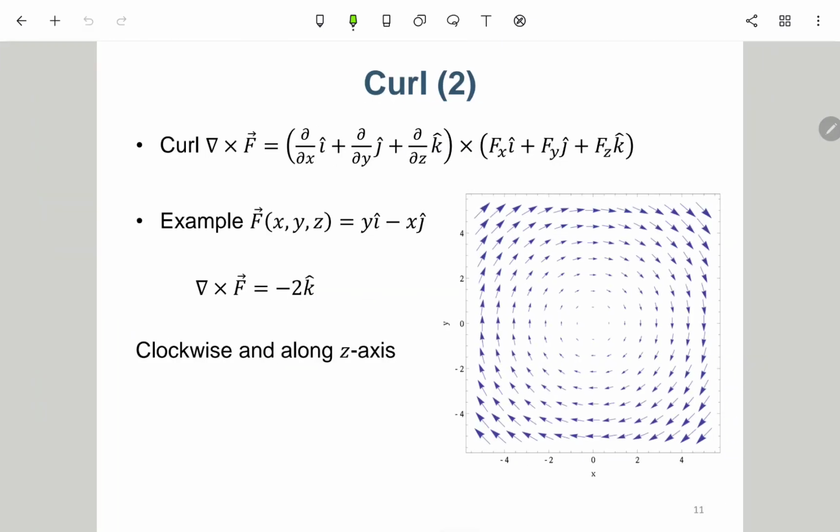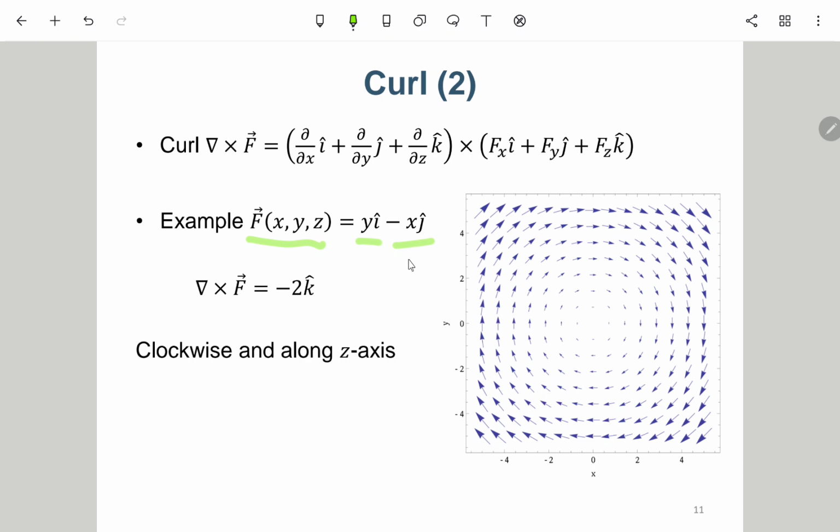So for the curl operator, the physical meaning is like how the f field is rotating across every point in the space or even in time. Okay, so here, for example, we have an f field to be like this: y i hat minus x j hat. This is an assumed f field. Okay, we can actually plot it like this.